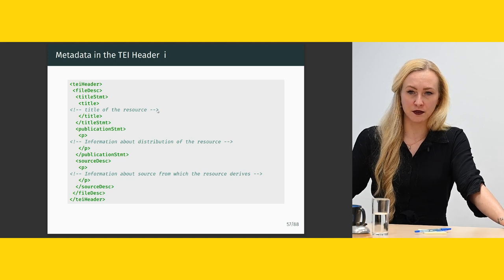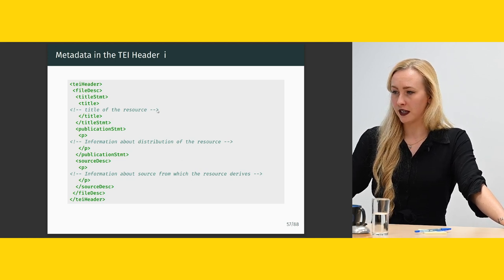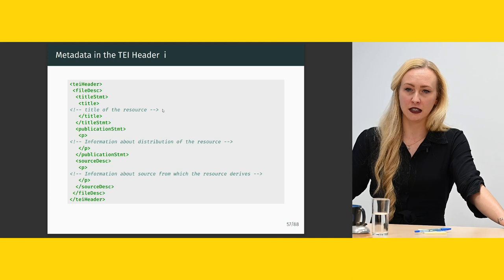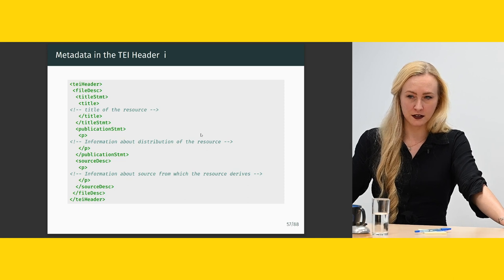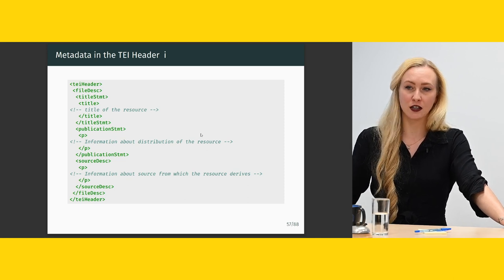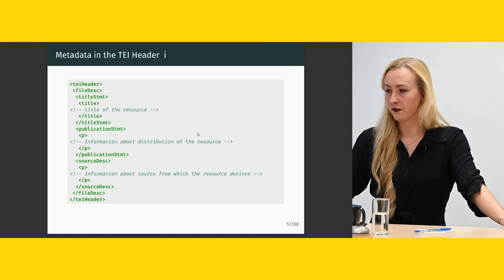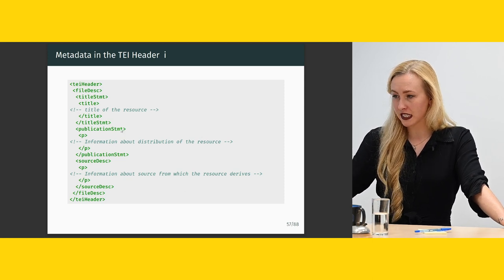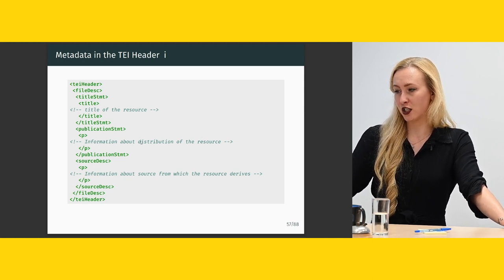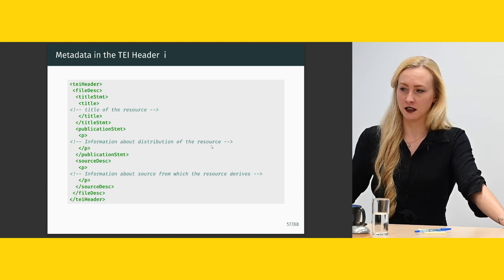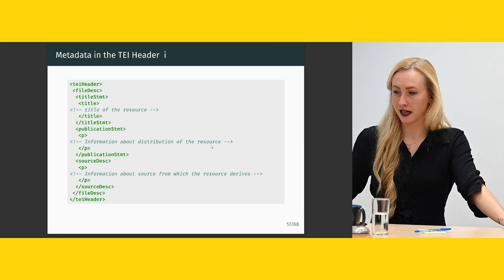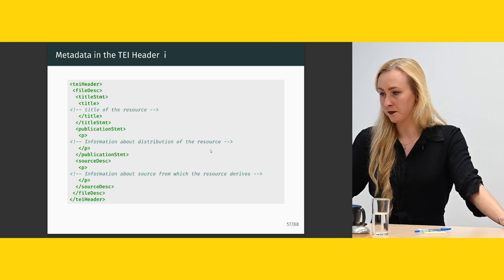I always use the example of Dracula. So if I'm encoding Dracula, this title does not say Dracula. It says, for example, digital edition of Dracula, to make it clear that this is the title of the digital file. Then there's a publication statement that has information about the distribution of the source. So for example, in the GUMS examples, it would say that it's published by the GUMS, and you could put in a lot of detail.